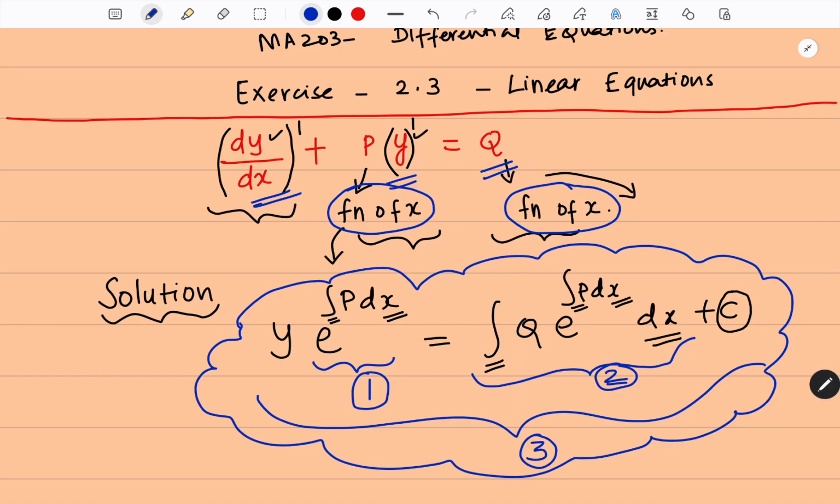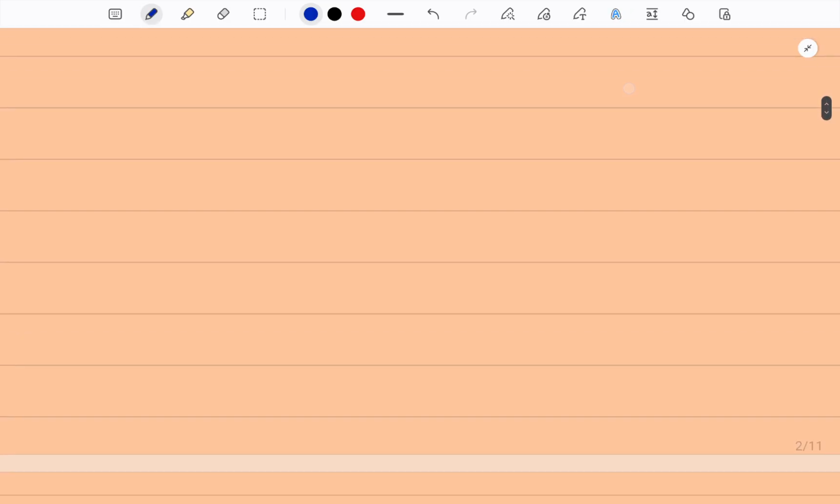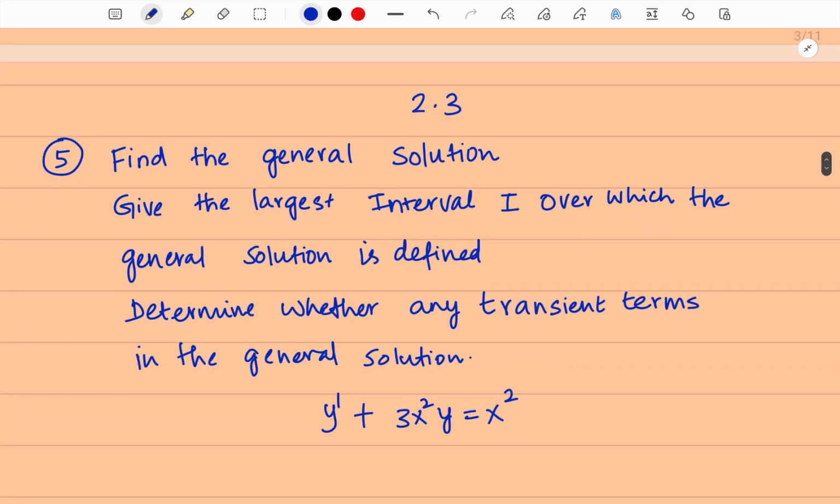Right. Let's go to the first question. The first question in 2.3 is question number 5. Find the general solution. That means you are going to find out the general solution.